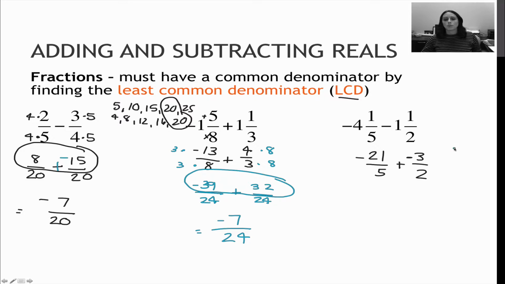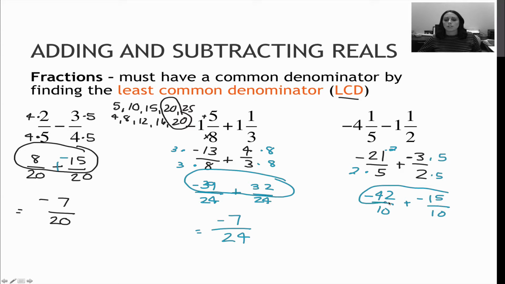So now I'm going to look for a number that 5 and 2 go into, and that would be 10. So to turn 5 into 10, I multiply by 2, which means I multiply the top by 2, which gives me negative 42 over 10. And my second one, to turn 2 into 10, I multiply by 5, but I have to do it to the top and the bottom, which gives me negative 15 over 10.